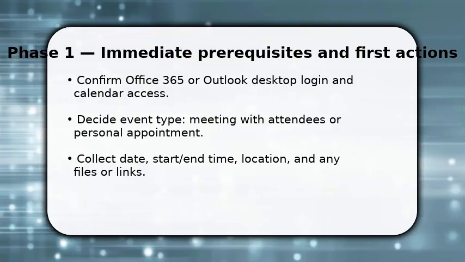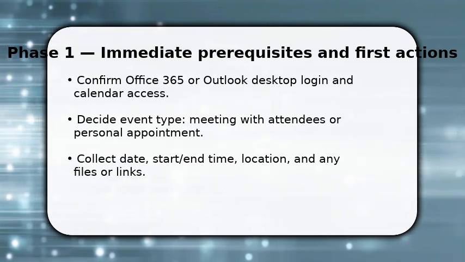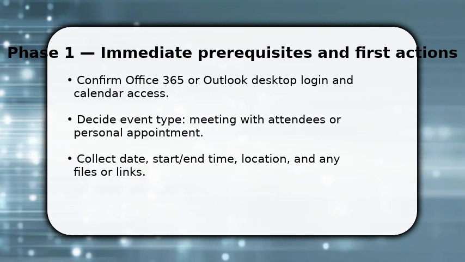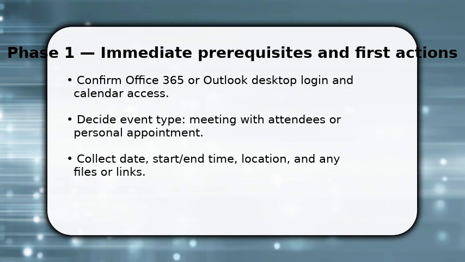You start by opening Outlook and going straight to Calendar. Sign in if prompted and make sure the correct account is selected. Once done, pick the date and whether this is an invite or a private block. That choice changes available fields.